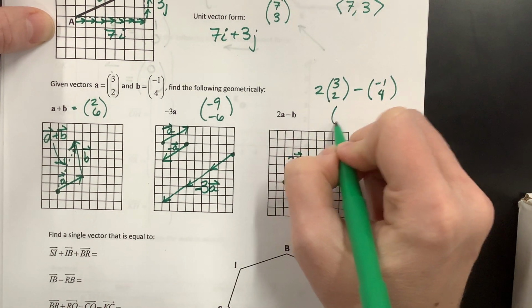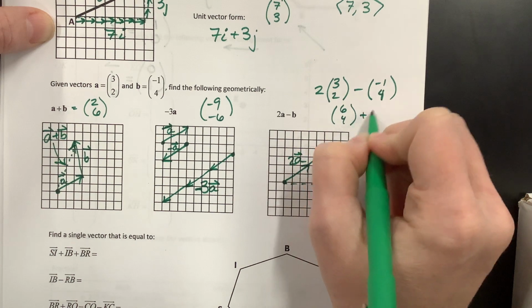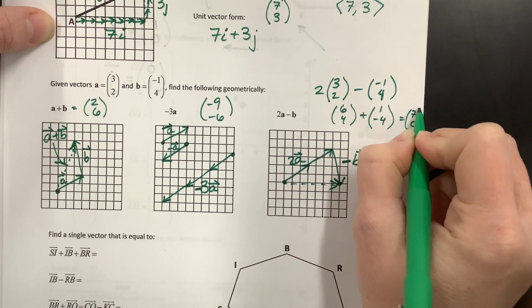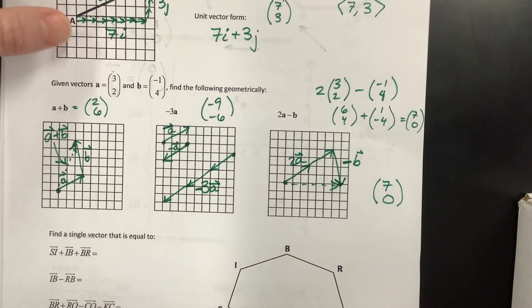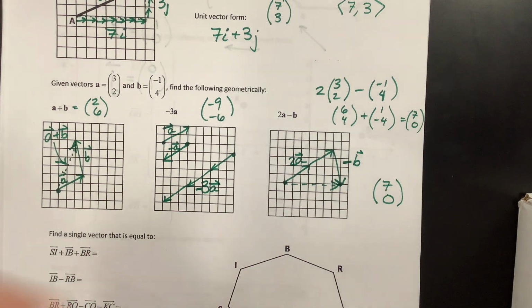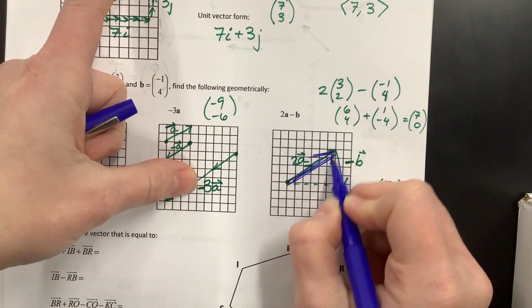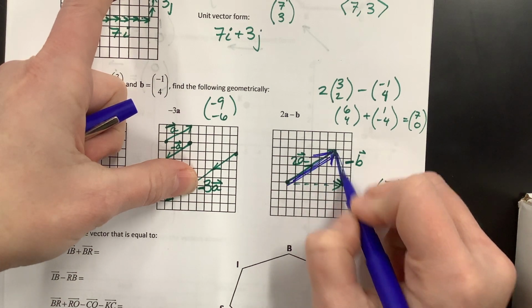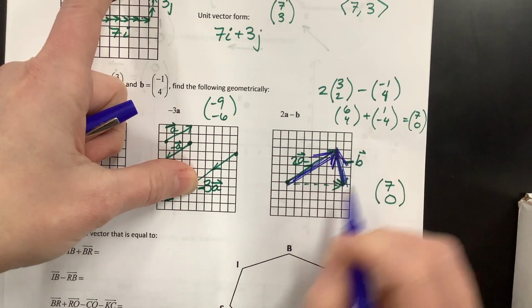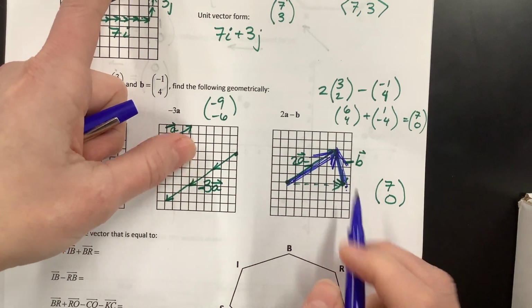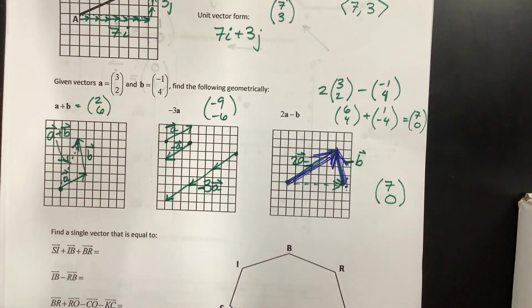This would be like saying vector 6, 4 plus vector 1, -4, and sure enough, that equals 7, 0. Okay, I could have also drawn it this way and said, okay, I've got 2a going this way, and then a net b comes this way. And so this, if I start here and then I do -B, that's going to end up right here. So you'll see what I'm describing when I get down here with this one.